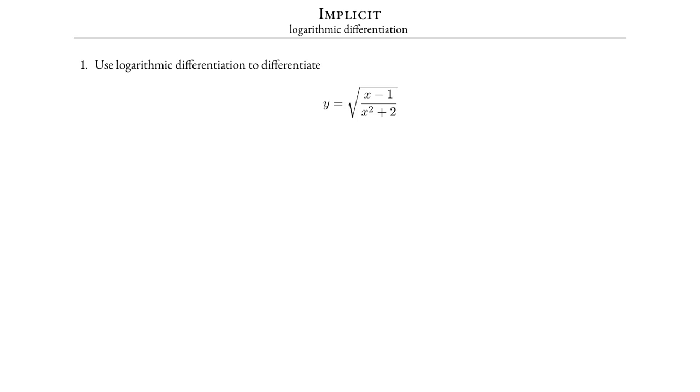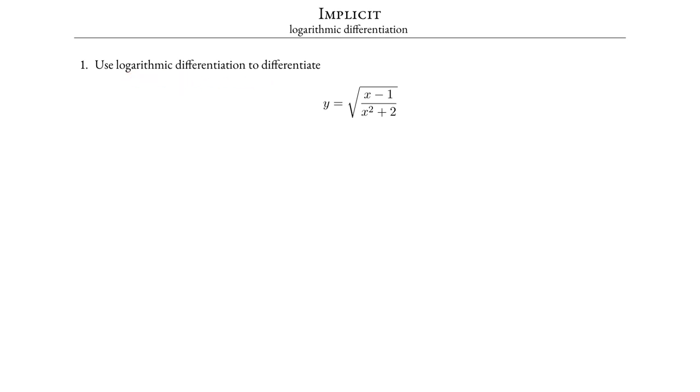Use logarithmic differentiation to differentiate y equals the square root of the quantity (x minus 1) over (x squared plus 2). Normally, we would differentiate this function directly using the power rule and then the chain rule. Inside the chain rule is the quotient rule. In this case, we will use logarithmic differentiation instead.